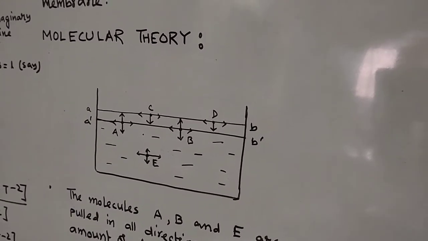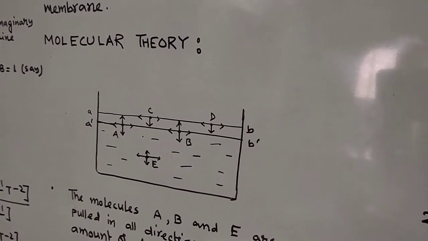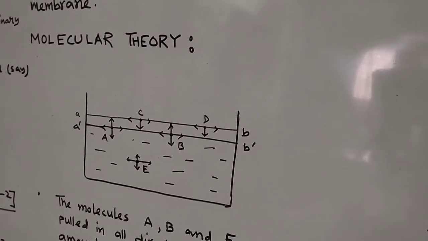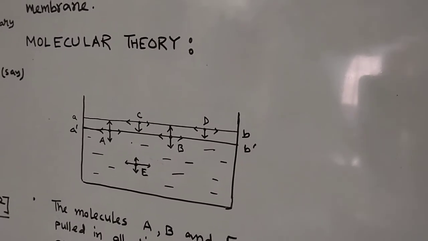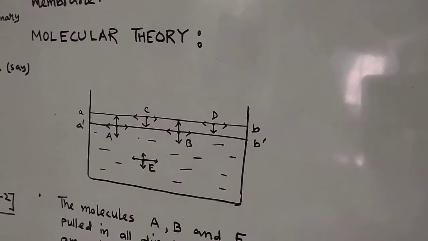So you can say the resultant force on the molecule A is 0. Similarly, the molecule B experiences a force in all directions by the nearby molecules. So ultimately, the resultant force is 0. And this happens for E also.